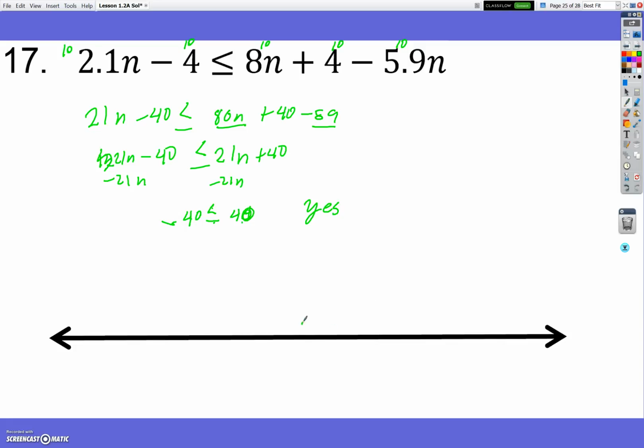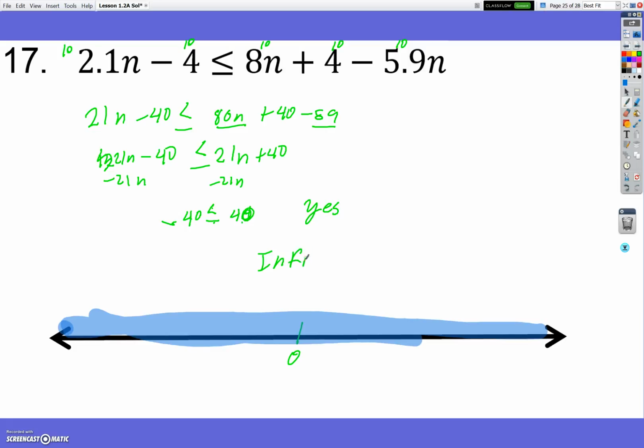Therefore, any answer you plug in will be a correct answer. So that means you would shade the entire number line, because it's infinitely many solutions, and you have to write that as well. Infinitely many solutions.